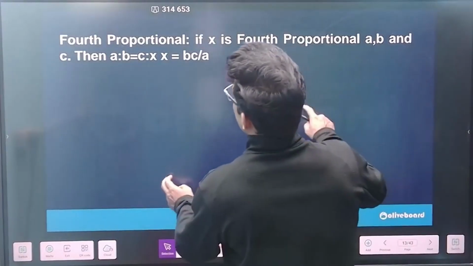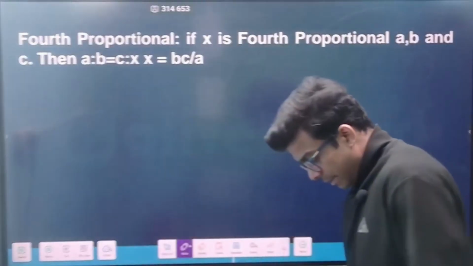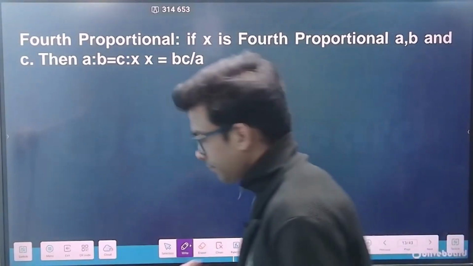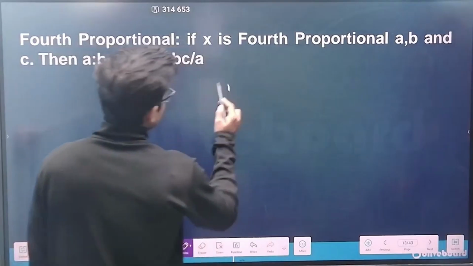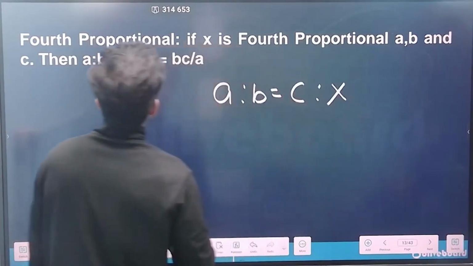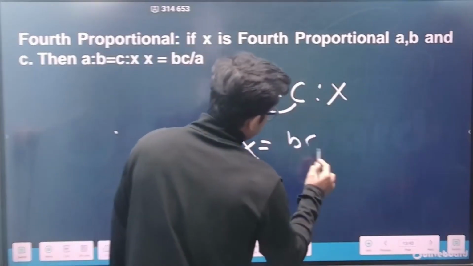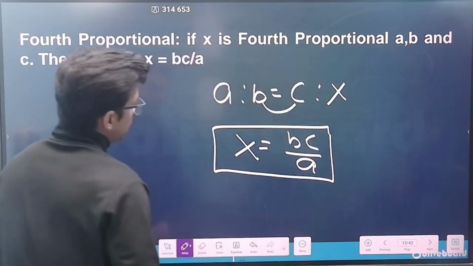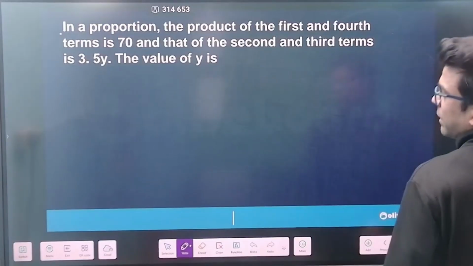Third question: what do you mean by the fourth proportional? In some examinations, they ask what the fourth proportional is, guys. Now see, if you write the equation A is to B equals C is to X, then X is B into C divided by A. This is the formula of the fourth proportional: B into C divided by A.